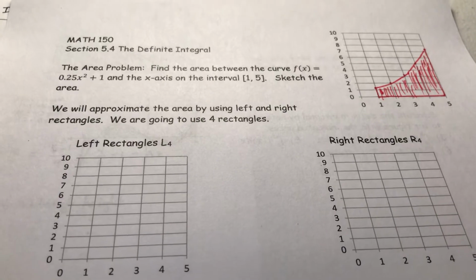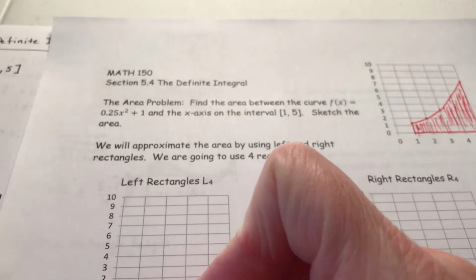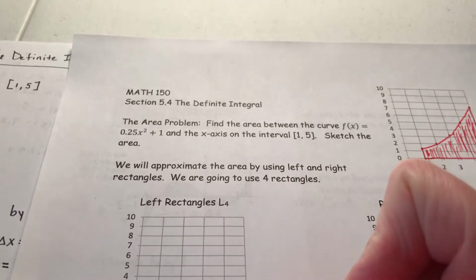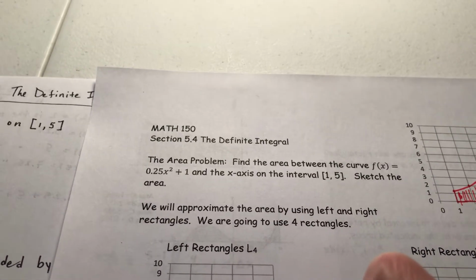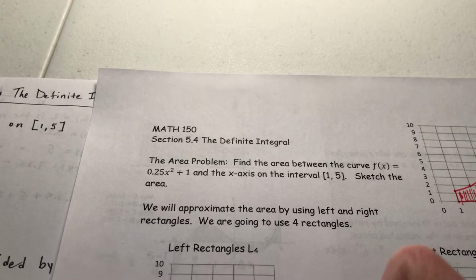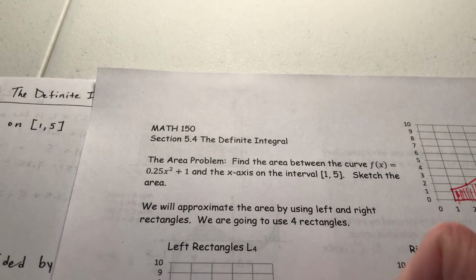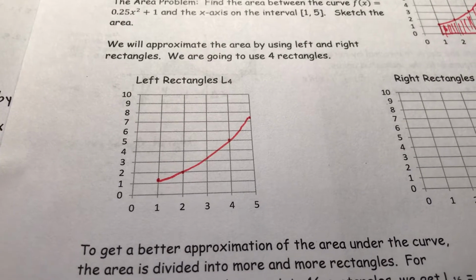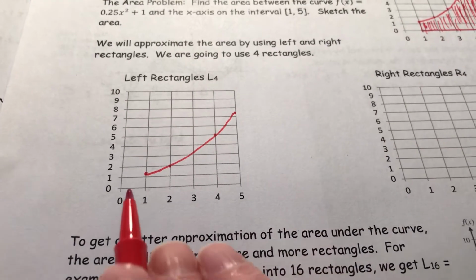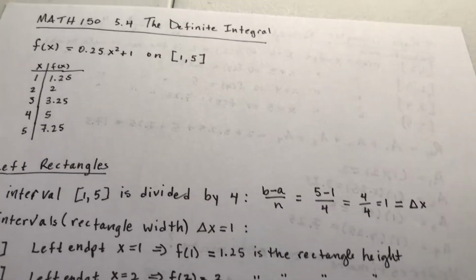So first thing I'm going to do is take a look at this again. What was it at 1 was up here at 1.25, and 5 was up here at 7.25. And here's the curve. 2 was 2, 4 is 5. And I want to approximate this by using rectangles. What we're going to do is divide from 1 to 5 into 4 rectangles. 1, 2, 3, 4.